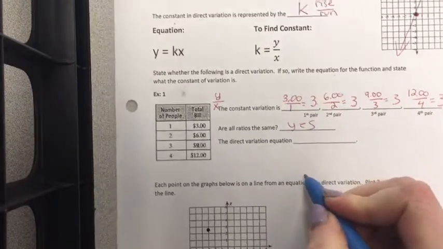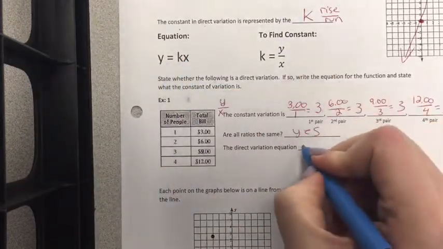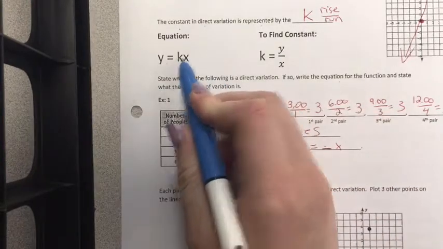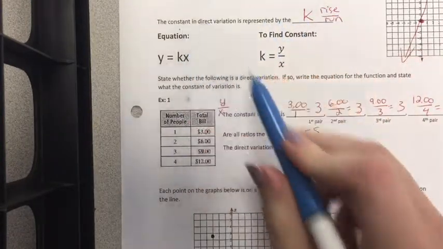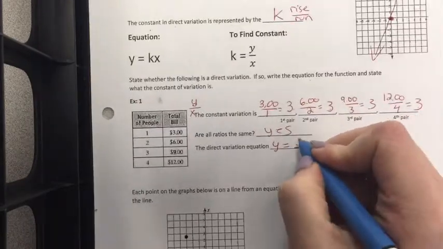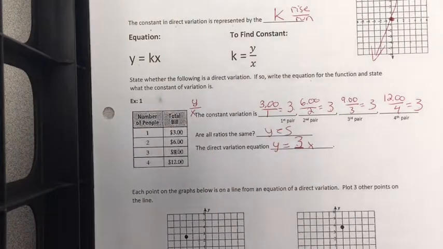So then we need to write my equation. So remember, my equation looks like this. Y equals some number x. K represents my constant. And we found out that our constant was 3. So y equals 3x is my equation.